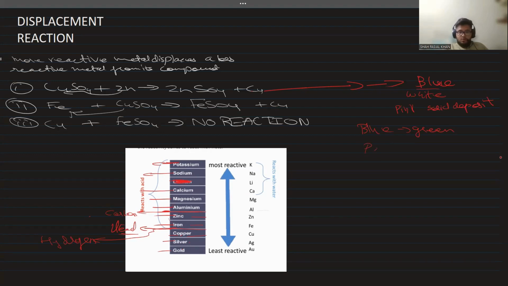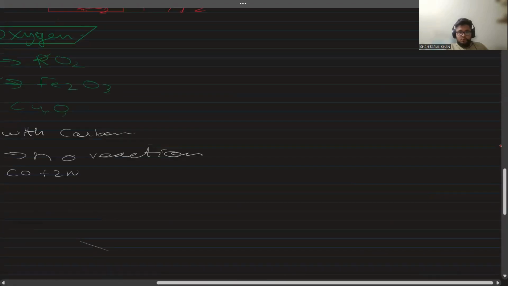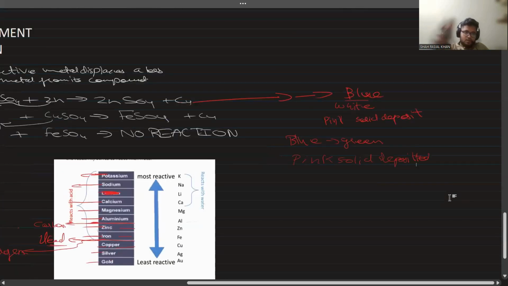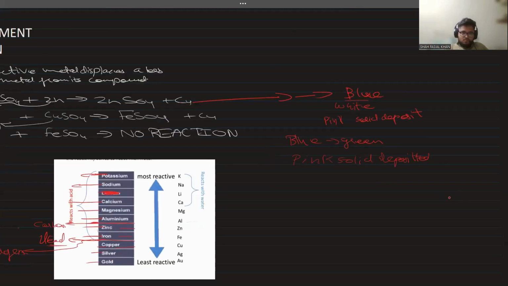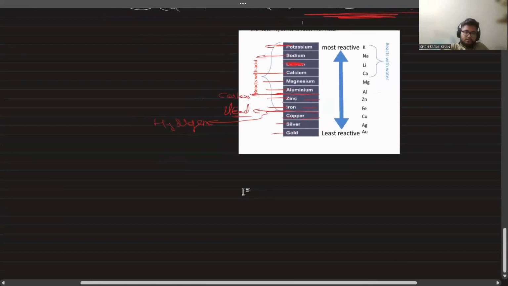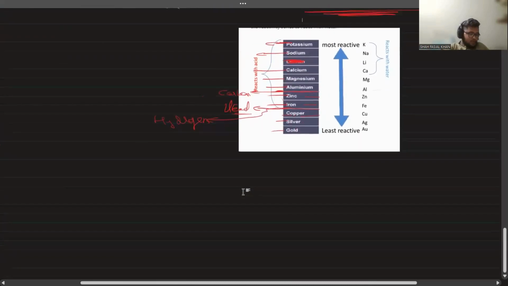So again, pink solid is deposited. And in the third reaction, there is no reaction. We don't see anything which is reacting. So now we will come to the reactivity series. Let's write the properties of a reactivity series.